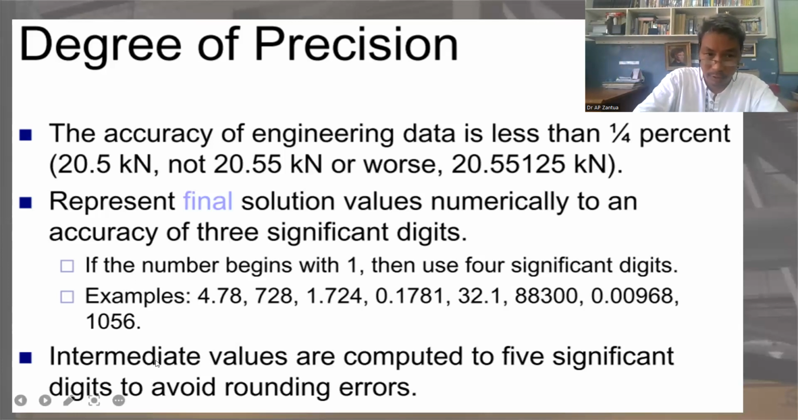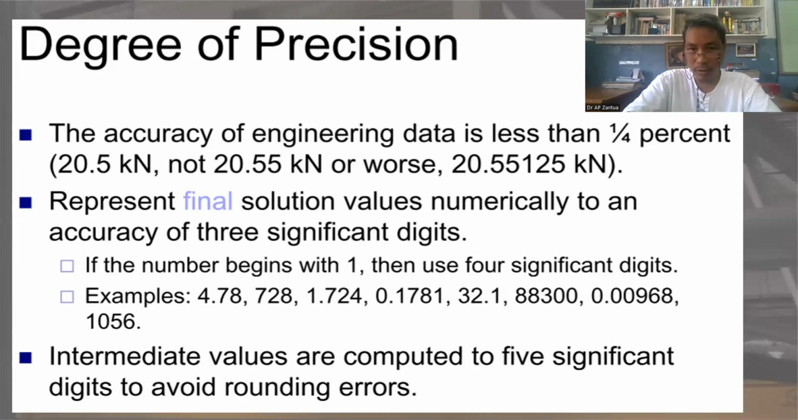So if you are dealing with intermediate values, use 5 significant digits, just to avoid rounding errors. So what are the important significant digits? 3 is our general rule. If 1 is the starting number, use 4. And if we are doing our intermediate operation, use 5.